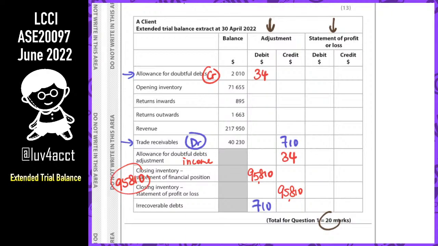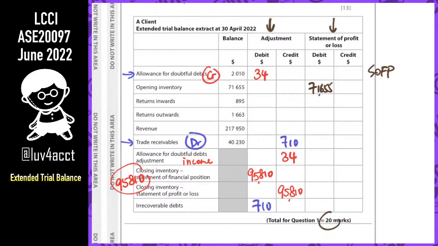So let's put it in the columns for the statement of profit and loss. Allowance for doubtful debt, the first one, it is in the SOFP. Because it's a contra asset, it is not in the statement of profit and loss. So please do not put it there, nothing here. Just skip the item. Opening inventory will appear in our statement of profit or loss, in the debit side, because it is in the cost of sales, positive cost of sales.